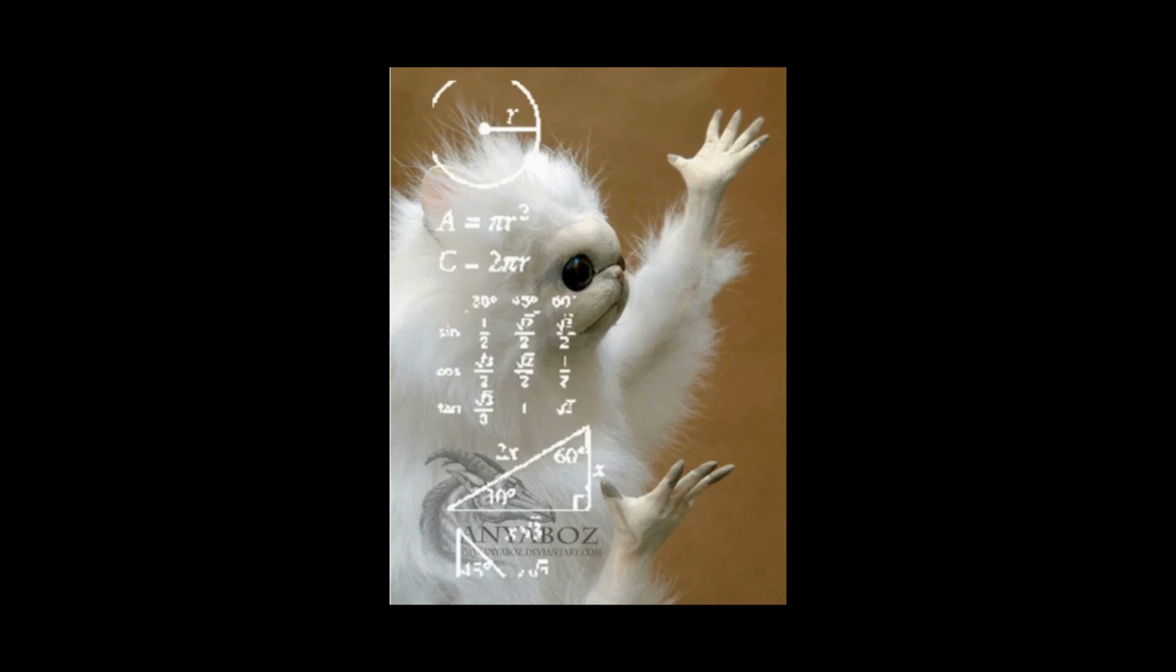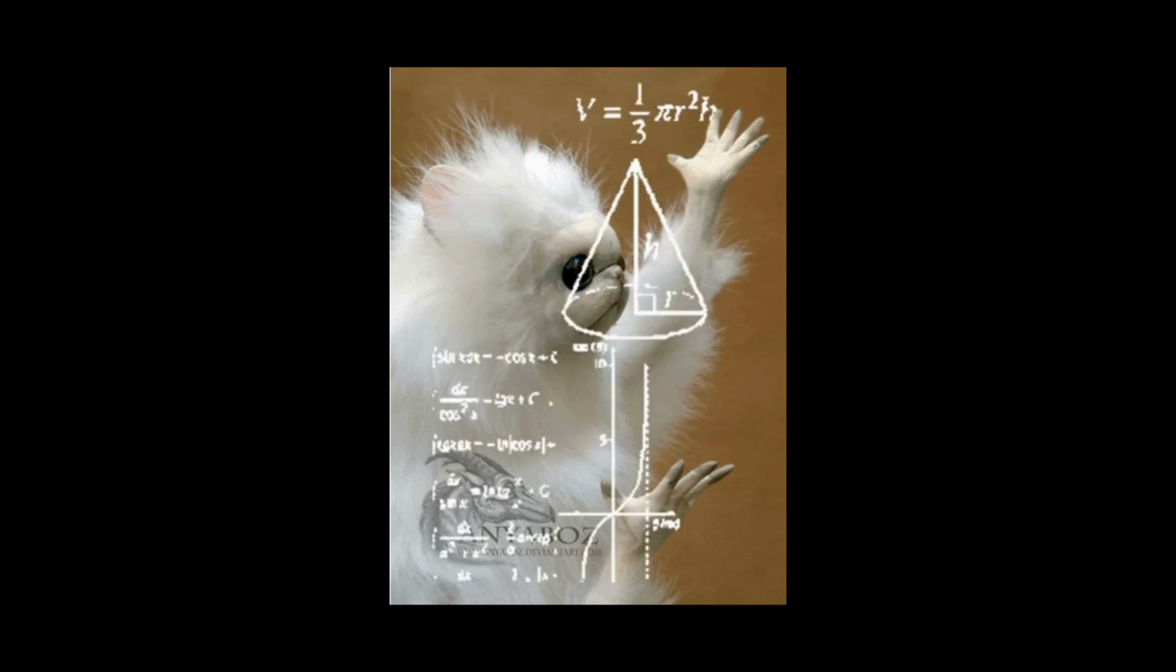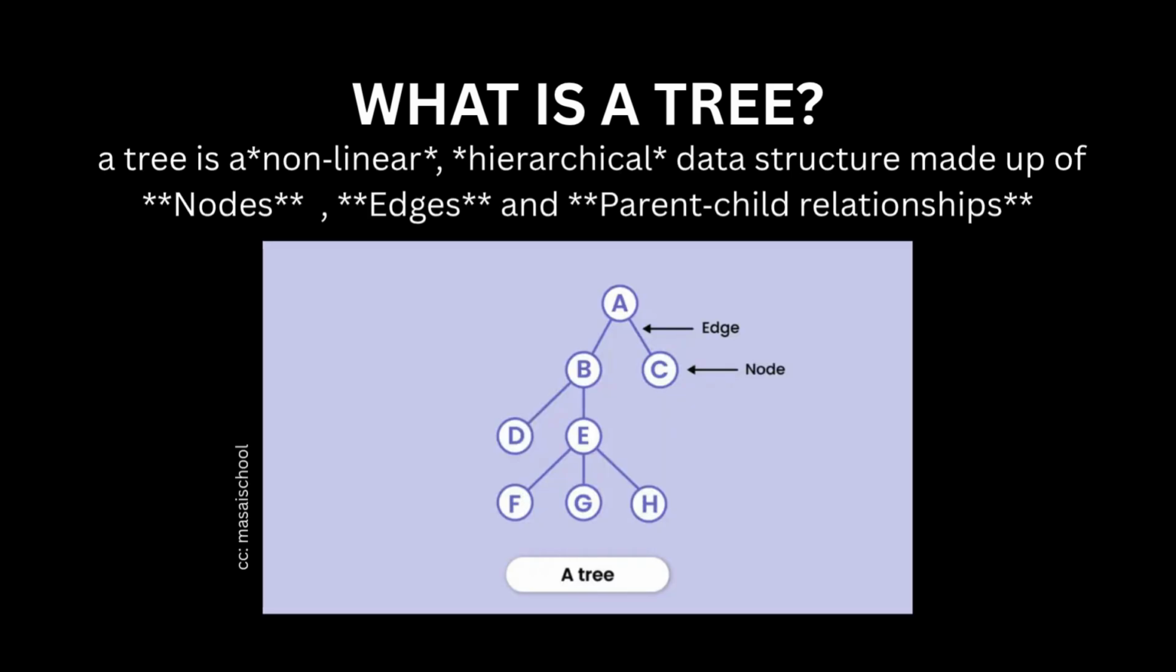Before we jump in, let's answer a basic question you could have. What is a tree? In programming and machine learning, a tree is a nonlinear, hierarchical data structure made up of nodes, edges, and parent-child relationships. Okay, that sounds a bit scary.